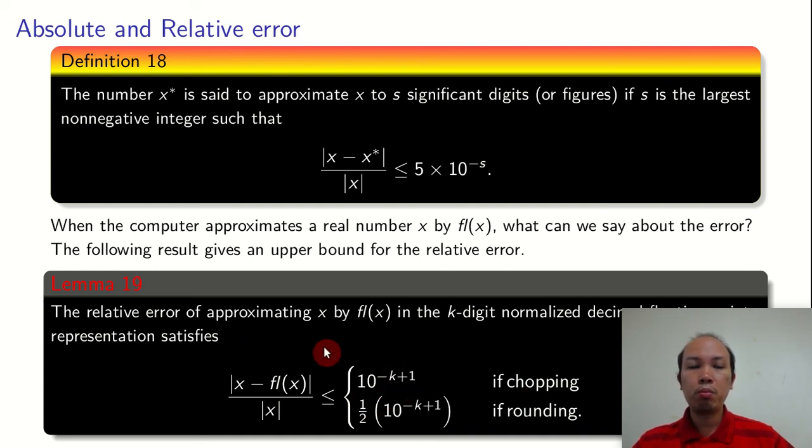So let's prove lemma 19 for chopping, and then let's leave it to the viewers to prove the second assertion, that if you are going to use rounding, then this is the formula. This is the upper bound, 1/2 times the quantity 10 to the negative k plus 1. Okay, so let's try to prove lemma 19 in the case where we do chopping.